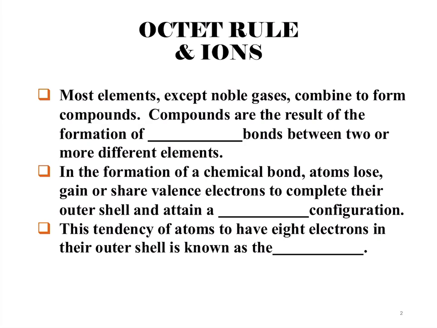All right, so the first thing we learn about bonding is something called the octet rule. These elements, except noble gases, so noble gases are very stable, right? Noble gases are stable because they have a full valence shell, meaning a full S and P.